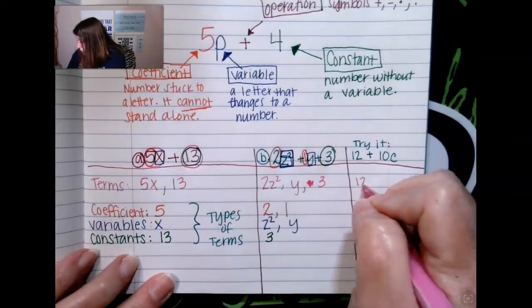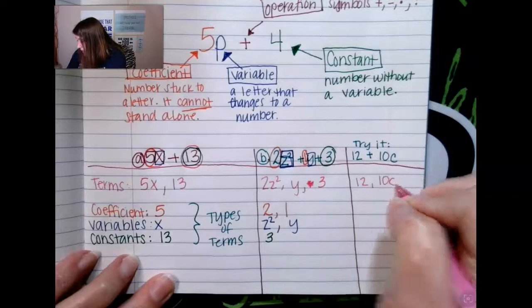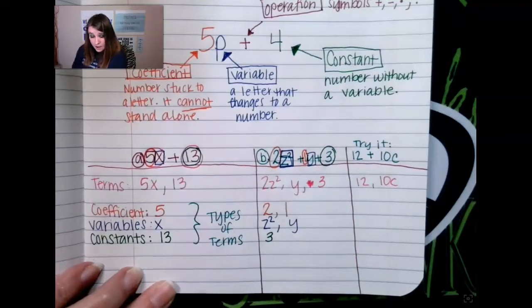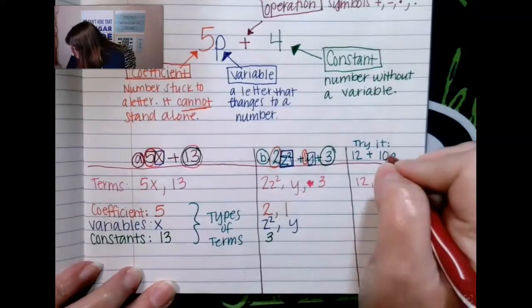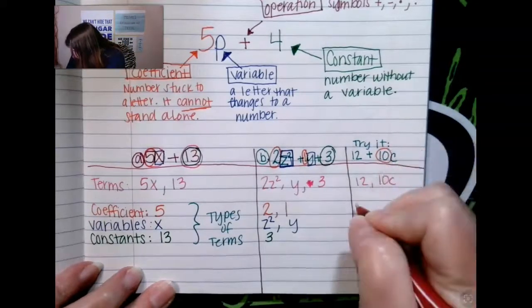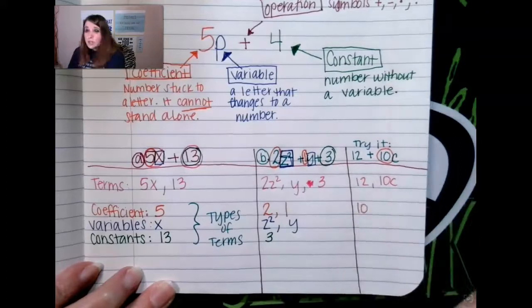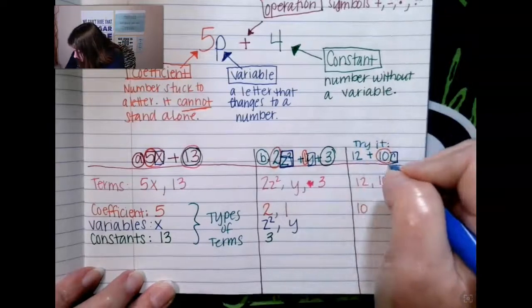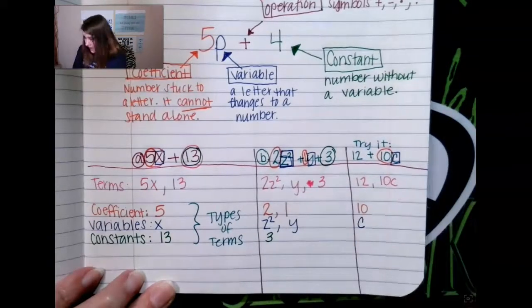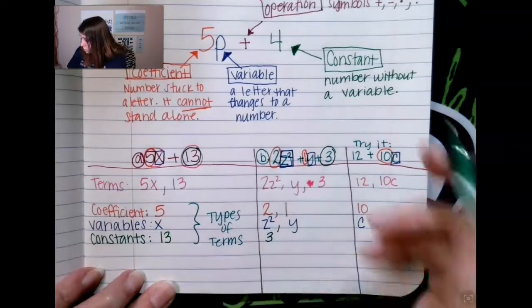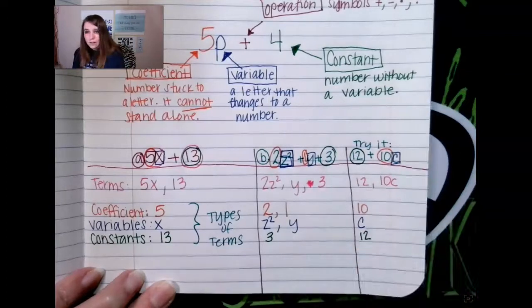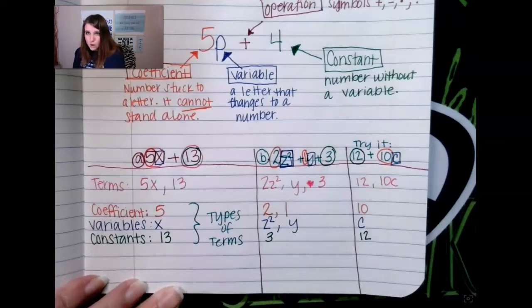All right, in order to solve this problem, hit pause. You need a 12 and a 10c. Those are my terms. That's the shopping list. The coefficient that I see is right here. It is the 10. It is the number stuck to a letter. It's right there. My variable is a c. And I have only one constant this time around. It is a 12. It will always be a 12.